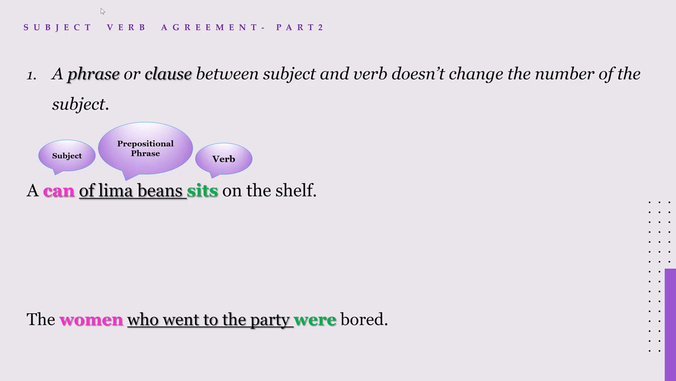The women who went to the party were bored. In this sentence, women is the subject. Who went to the party is a dependent clause. And were is the verb. As you see, the verb agrees with the subject women, not with the party.